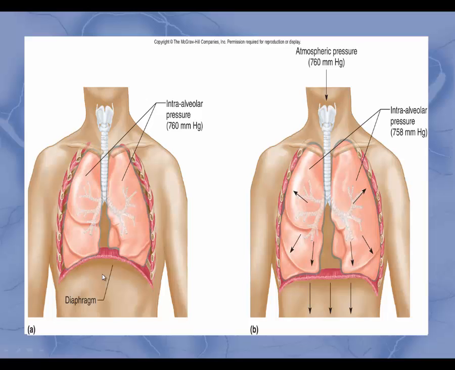Okay. This is how it normally looks when you're not breathing. The pressure within the lungs is 1 atmosphere, or 760 millimeters of mercury. When you breathe in, the diaphragm will contract, or flatten out. The volume will go up, but the pressure will go down. So outside the lungs, it's 760. Inside the lungs, it's now 758. Air goes from higher pressure to lower pressure, so air is actually pushed into your lungs.